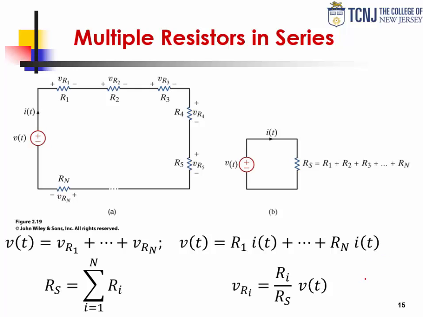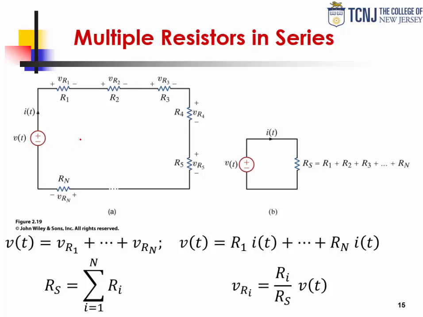Now let's derive how we combine multiple resistors in series. Let's say that we have a network with a voltage forcing a current through a number of resistors connected in series. This type of configuration, when we have one resistor connecting like so to an R1 and to another and to another and so on, is a series connection.